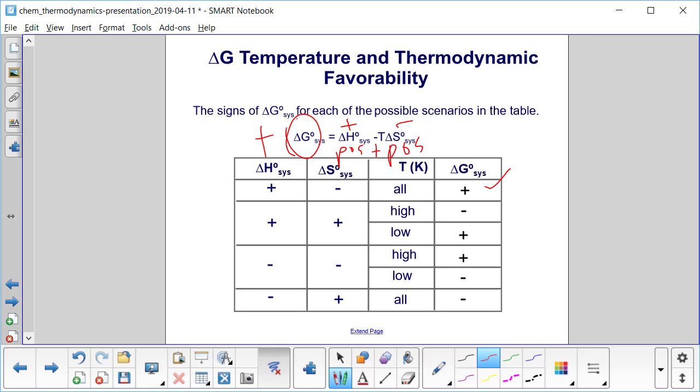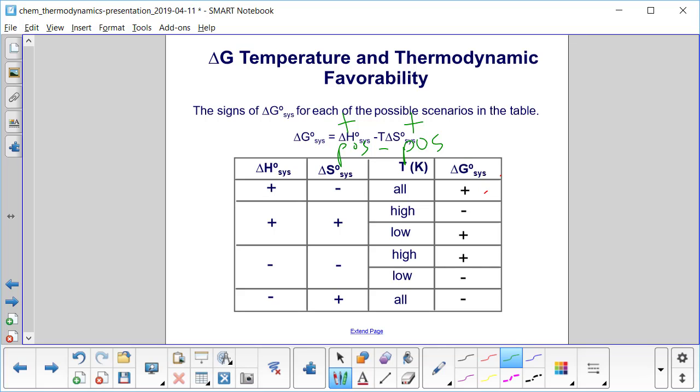Okay, now, what about the second scenario? The one in which, so we did this one already. What about the scenario in which delta H is positive and delta S is positive? What happens there? Well, the first term, the delta H term, is positive. Then we have minus a T delta S term, which is also positive. So a positive number minus a positive number. So it depends on how big the number is that you're subtracting, right?